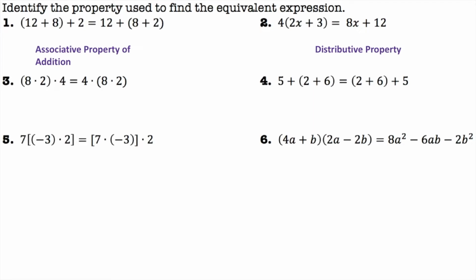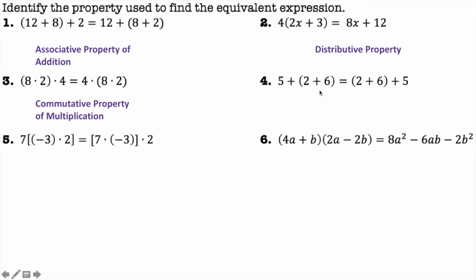And then number 3, instead of having 8 times 2 in the front, they moved it over to the right-hand side. So that's the commutative property, and they're multiplying, so it's the commutative property of multiplication. So they just changed the order. They put 8 times 2 in the front here, and they moved 8 times 2 to the right instead. So they didn't change the grouping, they changed the order. So the order would be commutative. And it's multiplying, so commutative property of multiplication.